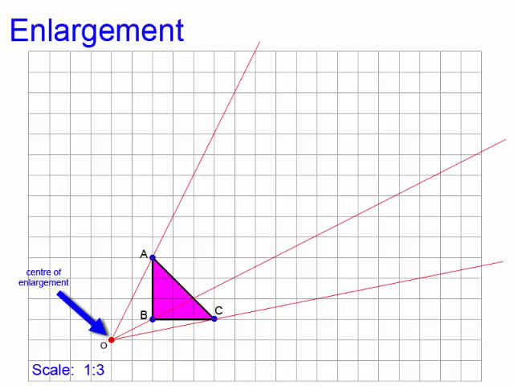The next thing we do is draw a line between point O and through these reference points. Located somewhere along these lines would be the corresponding coordinates for our new triangle. And to find these coordinates we use our scale.